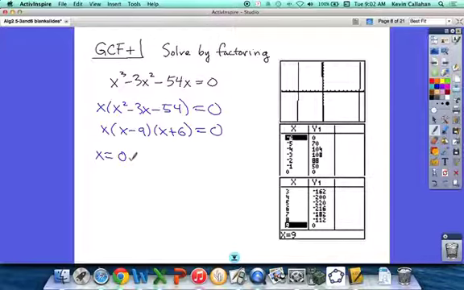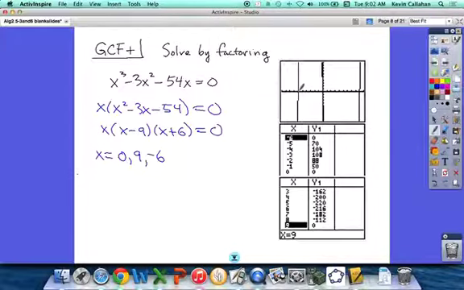X equals 0, 9, and negative 6, right? You got an x here. So remember, one of the zeros is 0, and then you got 9, and you got negative 6. If you looked at that in the graph, and you should always be looking at the graph, it would have looked like this, right?